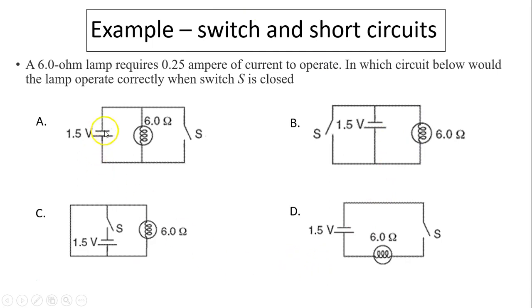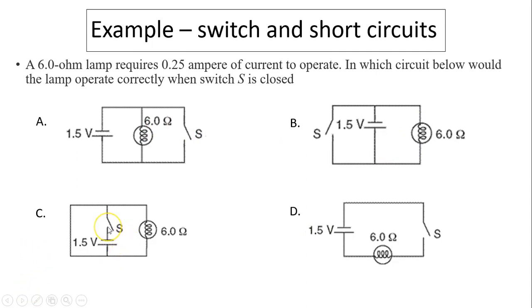Switch and short circuits. A 6 ohm lamp requires 0.25 amperes of current to operate. In which circuit below would a lamp operate correctly when switch S is closed? When switch S is closed, in this case, this part on the right is a short circuit. When switch S is closed, the circuit on the left is a short circuit. So neither A nor B will work.